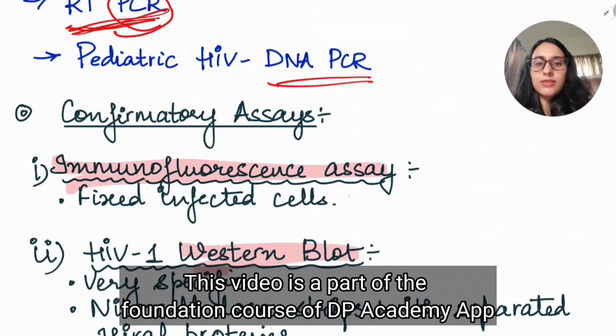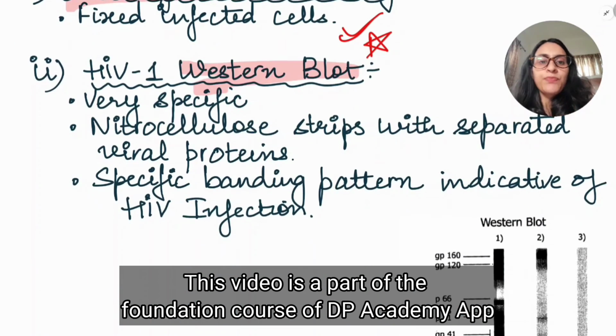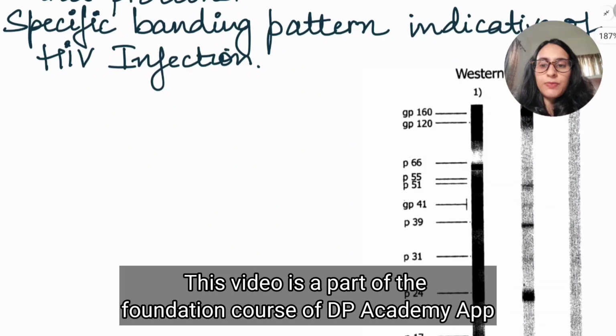So immunofluorescent assay is, we see the fixed infected cells. Western blot, very important Western blot test, guys, very specific. There are nitrocellulose strips that are separated with the viral proteins. So we have different kinds of viral proteins, and there is a banding pattern to see if the person is infected.